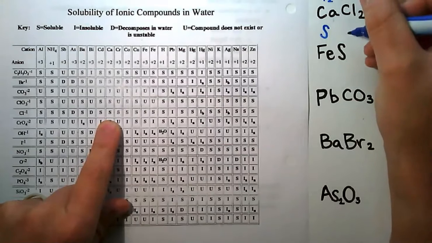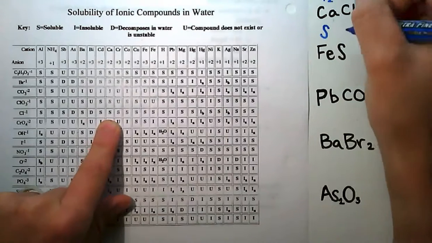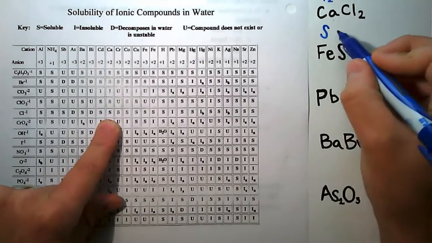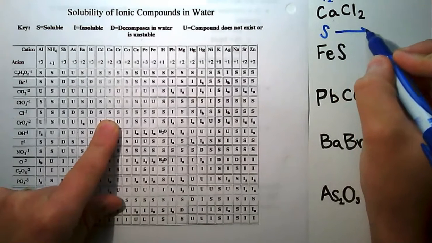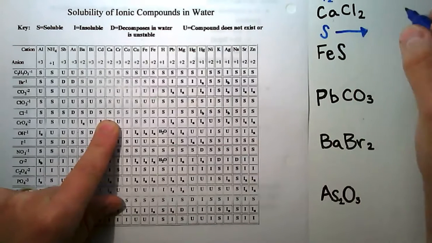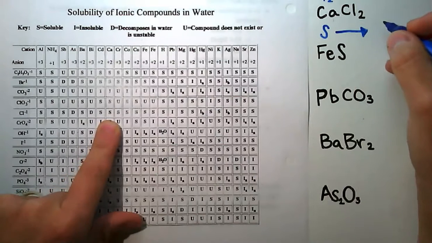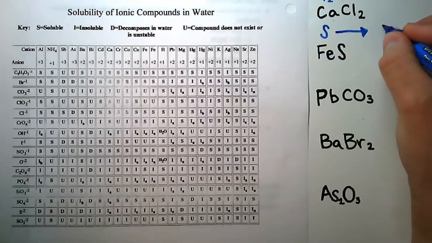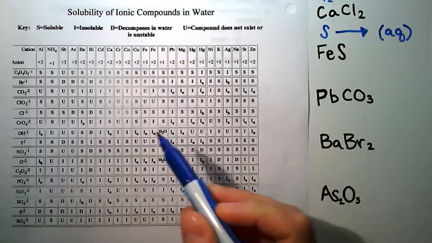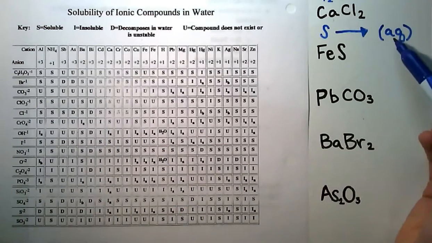If something is soluble, that means it's going to dissolve. So we need to put a state symbol that indicates that our substance is dissolved, and that state symbol that indicates that something is dissolved in water is aqueous, AQ. So if we get soluble on this chart, when we write our state symbol in our chemical equation, it's going to be AQ for aqueous.